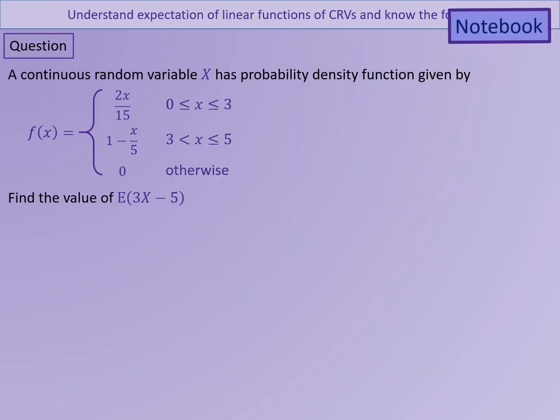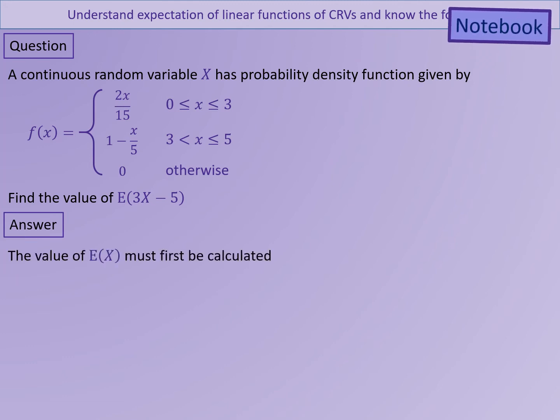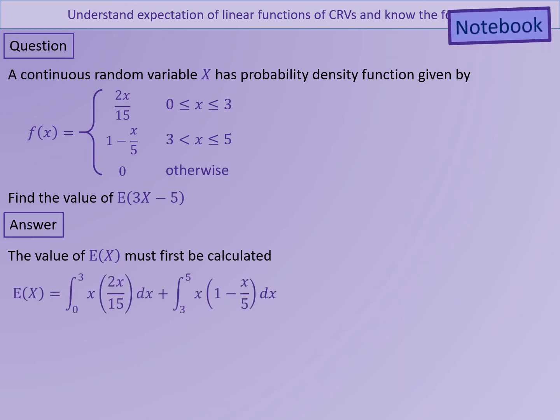In this example, we are given a continuous random variable x and its probability density function given below. We want to find the expected value of 3x minus 5. Before we start, we need to calculate the expected value of x. This can be done by finding the integral of x times f of x for each of the parts of the function. So we're integrating x times 2x over 15 from 0 to 3, then integrating x times 1 minus x over 5 from 3 to 5.